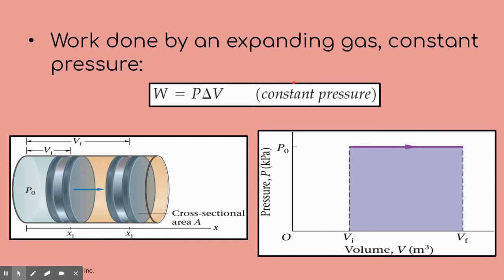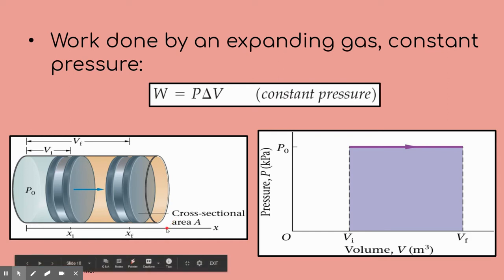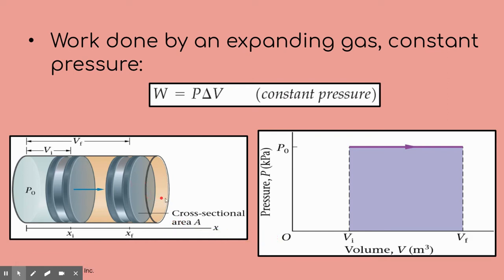When work is done on a gas by expanding it, we are expanding it at a constant pressure. We see the following relationship between work, pressure, and volume. Work is equal to the pressure times the change in the volume, and this is at a constant pressure.